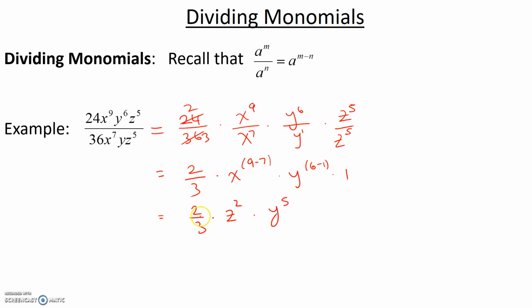Now, remember that anytime you multiply a fraction with something that is not a fraction, we would put a 1 underneath the x squared and 1 underneath the y to the 5th. On the numerator, we have a 2, x to the 2nd, y to the 5th. On the denominator, we simply have 3 times 1 times 1, which is 3. And this will be our final answer.